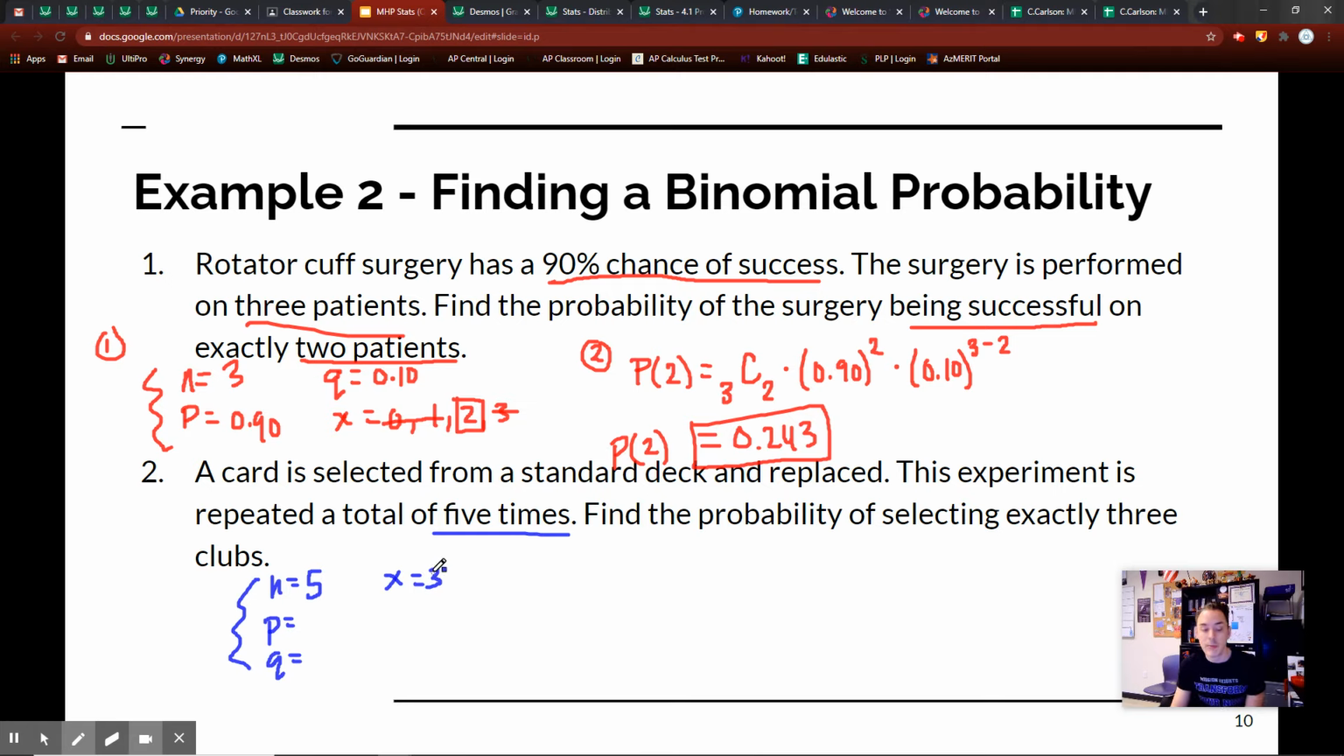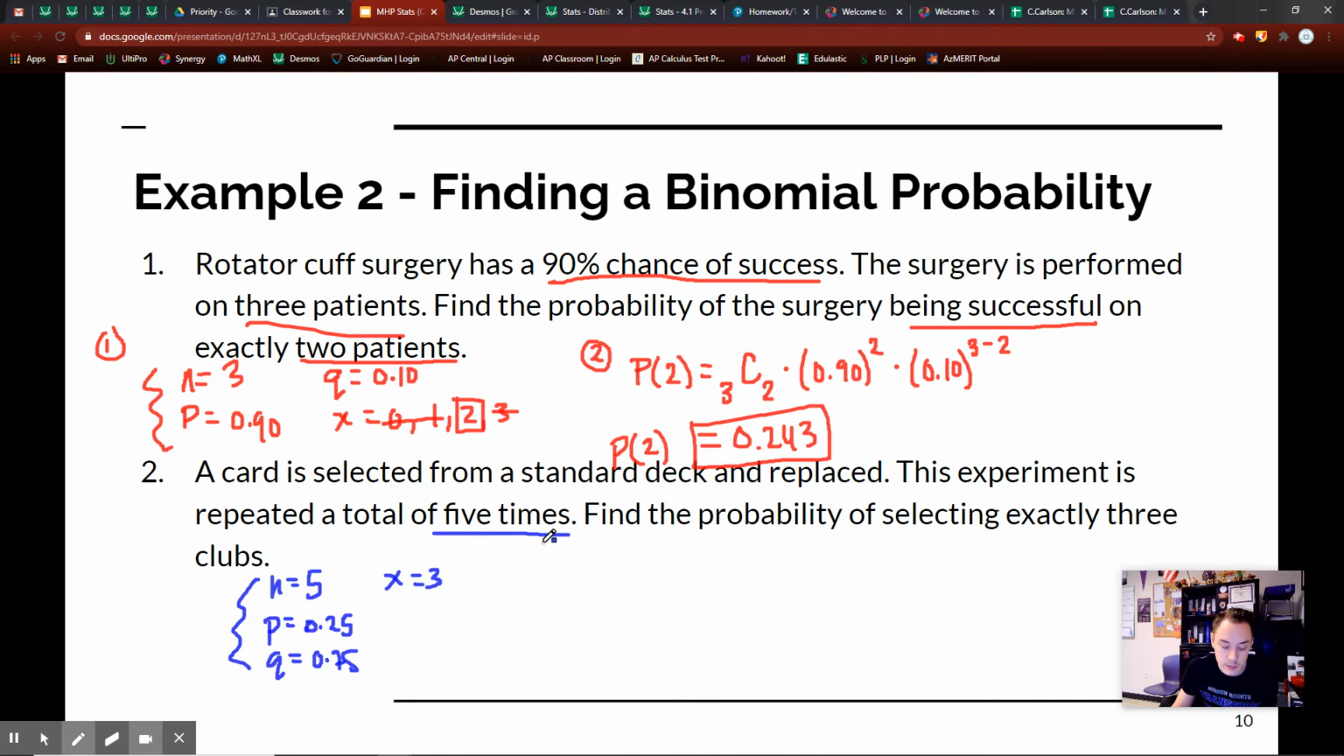Now, what's the probability of selecting a club? That's the first thing I need to find. Well, how many suits are there? There's 4 suits. And so that means in the standard deck of 52 cards, there's 4 suits. If I want to select a club, that means I need one of those 4. One of those 4 is the same thing as 1/4. 1/4 is 0.25, which means not selecting a club is 0.75.